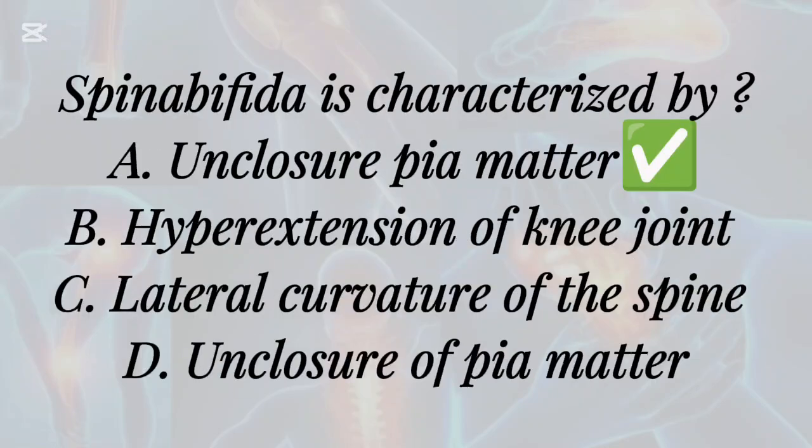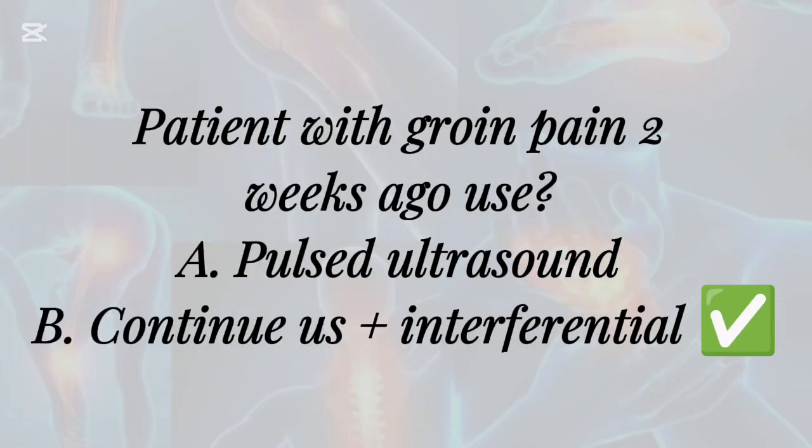Spina bifida is characterized by: A. Unclosure of pia mater. B. Hyperextension of knee joint. C. Lateral curvature of the spine. D. Unclosure of pia mater. Patient with groin pain 2 weeks ago, use: A. Pulsed ultrasound. B. Continuous plus interferential.